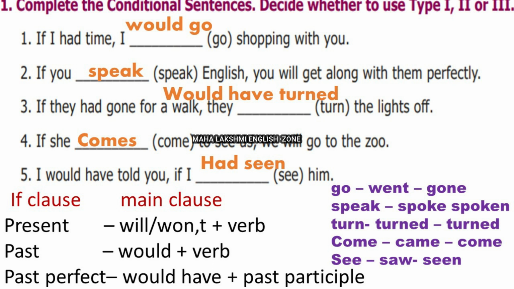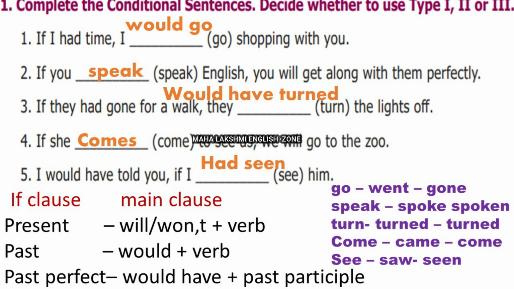So we shall see. In this first one we have if I had. Here had is the past tense of have, right? So the if clause contains past tense, and our answer will probably be would plus verb. Here the verb is go, so our answer is would go. Then, if you speak English, you will get along with them perfectly. So don't read everything, just keep the tips in mind and see what is there in the if clause and what is there in the main clause.